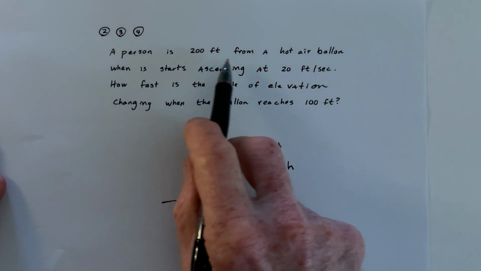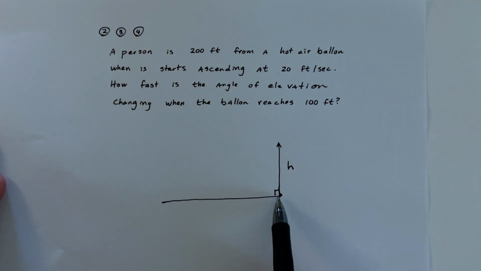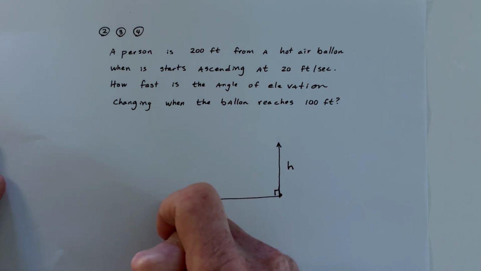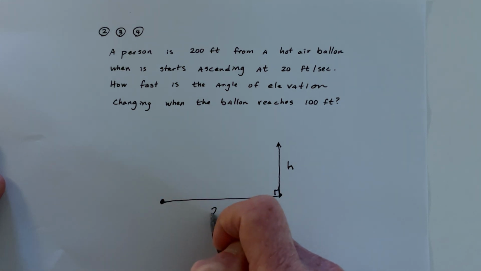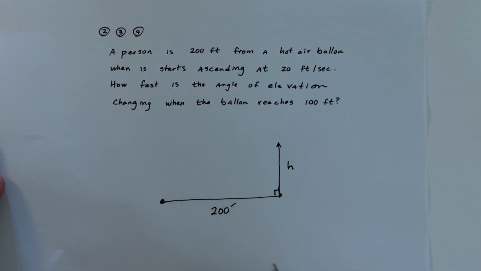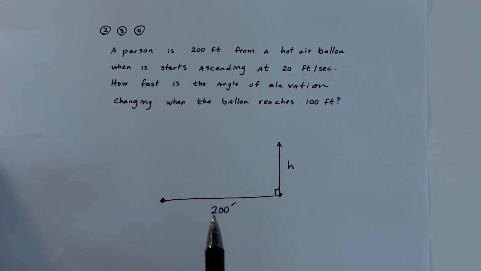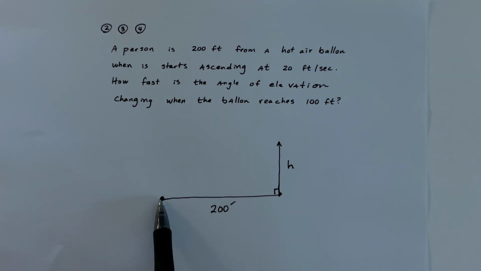A person is standing 200 feet from the hot air balloon when it starts. So a person is standing over here, and this is 200 feet. And it doesn't say that the person is running away in fear or anything like that. So that means that this stays the same, so you can just leave it as 200.